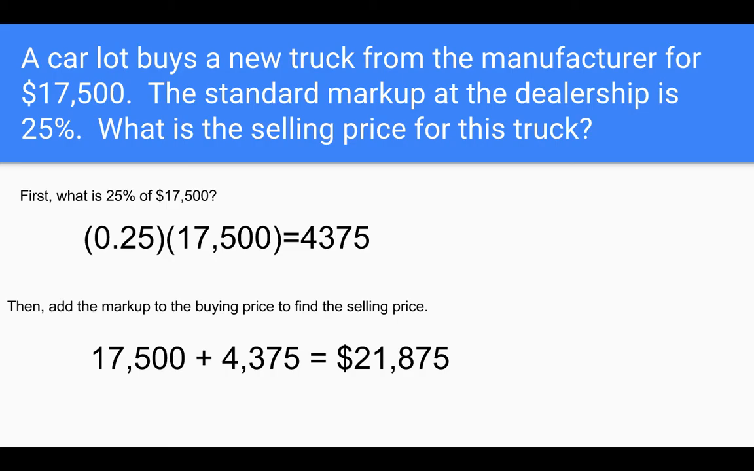$21,875. At this point, you might want to pause the video and make sure that you've got all of this written down. You should be writing down every example.